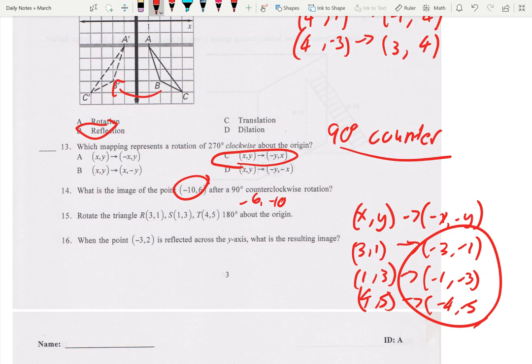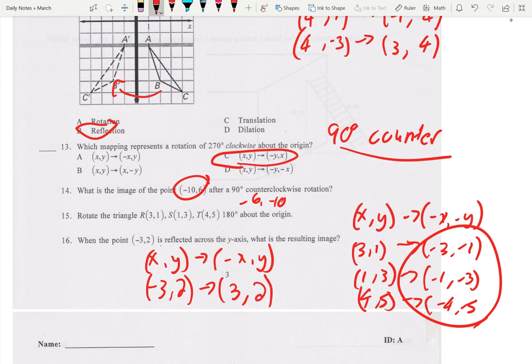And then number 16, you have 1 point reflected across the y-axis. So that's the y-axis rule. (x, y) translates to, let's see, (negative x, y). So (negative 3, 2) is our point. We're going to follow this rule. So the x value is going to change its sign, so it becomes a positive 3. But the y value will keep its sign, positive 2. So (3, 2) would be the answer for that one there.